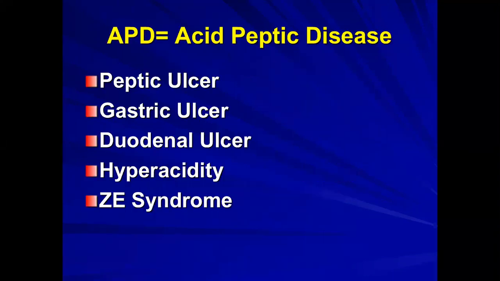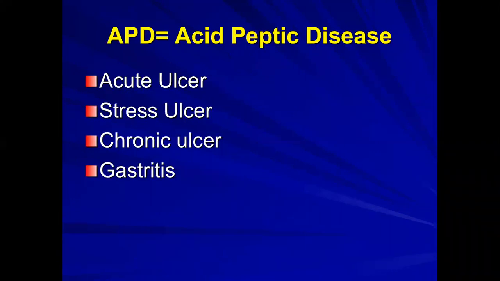So acid peptic disease comprises a few entities which include peptic ulcer, gastric ulcer, duodenal ulcer, and we use the term hyperacidity and Zollinger-Ellison syndrome. Acid peptic disease can also be considered as acute ulcer. It is also called stress ulcer, and it can lead to chronic ulcers, or it can present as gastritis. So there are many entities in this word, acid peptic disease.